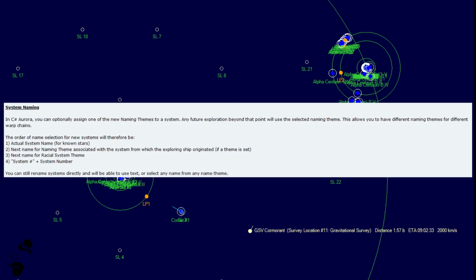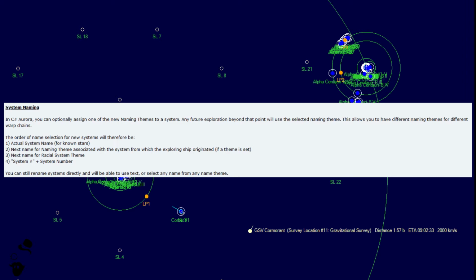The order of name selection for new systems will therefore be the actual system name for known stars, and the next name for the naming theme associated with the system from which the exploring ship originated, if a theme is set, then the next name for the racial system theme, and then system number plus system number. You can still rename systems directly and will be able to use text or select any name from any name theme.